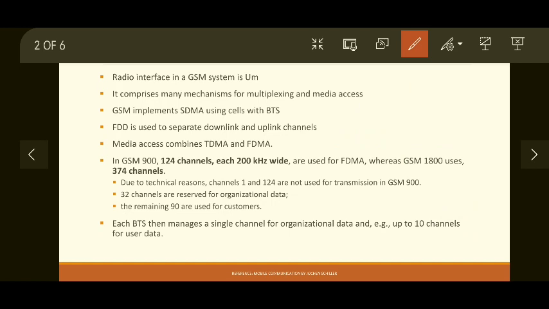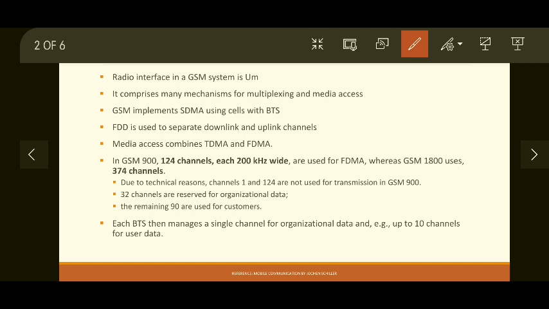So FDMA is implemented by dividing the downlink channel into 124 subchannels. Similarly, we can divide the uplink channels into 124 subchannels used for uplink communication. Some countries follow the GSM 1800 standard, that is GSM implemented in the 1800 MHz spectrum. For that there are 374 channels, so 374 for downlink and 374 for uplink.